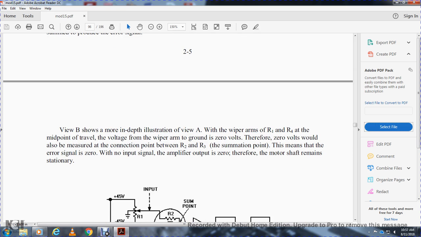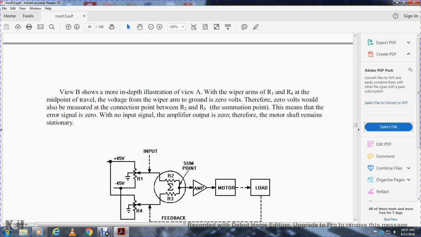View B shows a more in-depth illustration of view A, with the wiper arm, rotor 1 and rotor 4. At the midpoint of travel, the voltage between the wiper arm and ground is 0 volts. The 0 volts is also made at the connection point where the wiper arms of resistor 1 and resistor 4 meet, the midpoint of travel.